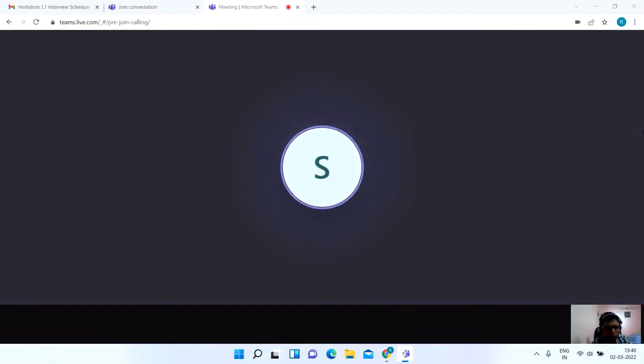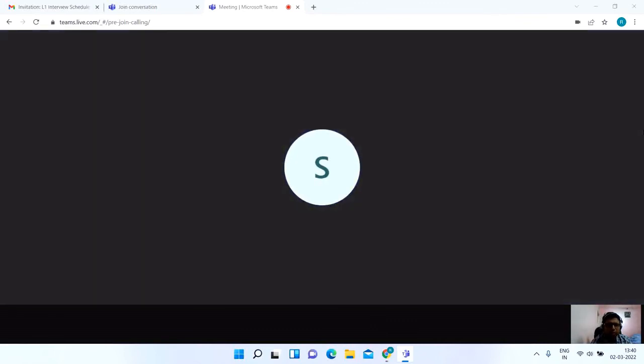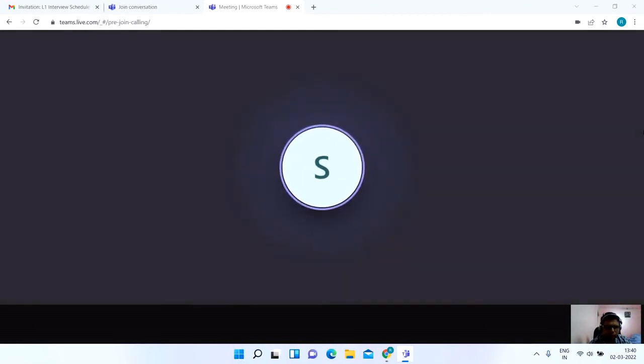Okay. And how to list the running containers? docker ps, and if you want to list all the containers, docker ps -a is the command.